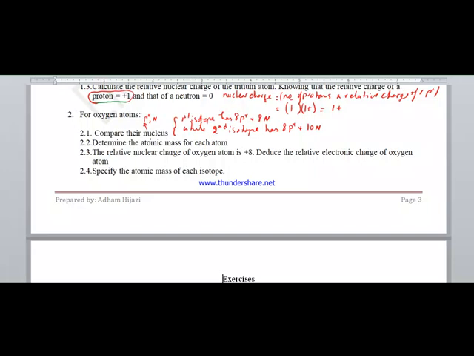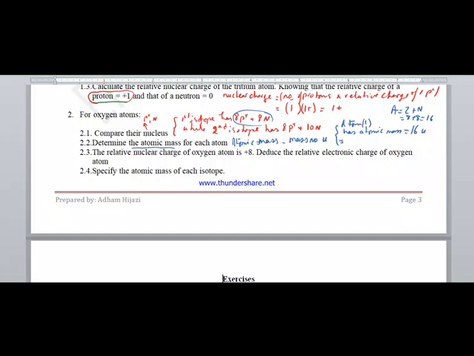Determine the atomic mass for each atom. As we said in the previous period, the atomic mass is equal to the mass number, with unit U. So atom 1 of oxygen has atomic mass equal to the mass number. We add the number of protons and neutrons in order to calculate the mass number. We have 16 with unit U, because the mass number A is equal to Z plus N, and 8 plus 8 is equal to 16.